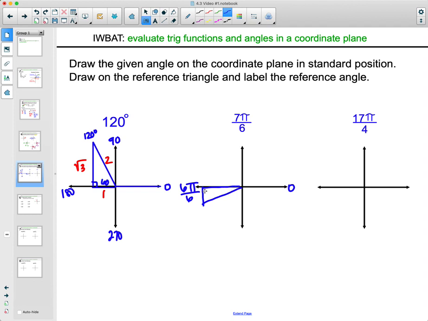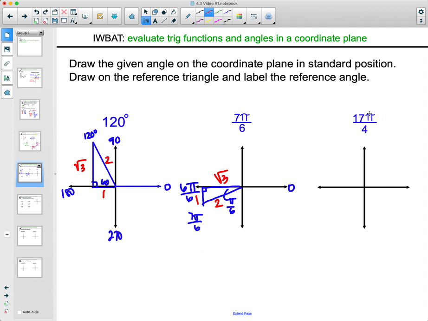So if this is 7 pi over 6, the reference angle is pi over 6, 1 pi over 6 past 6 pi over 6. Then label the sides here. Pi over 6 is the same as a 30-degree angle, so this is going to be 1. This is going to be square root 3 across from the pi over 3 angle, and then 2 on the hypotenuse.